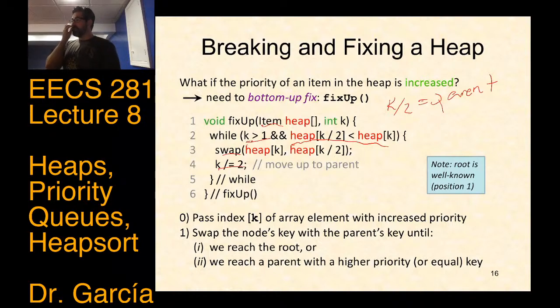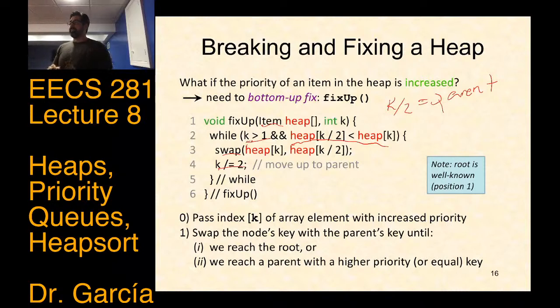So I see a question. What if you lower the priority of a node and its children have a higher one? Yep, we're going to get into that in just a second. But first, we've discussed the situation in which we increase the priority, and so we're using this fix up operation to fix that. Basically, to summarize, we need a different operation to fix the situation that you described, Aditya.